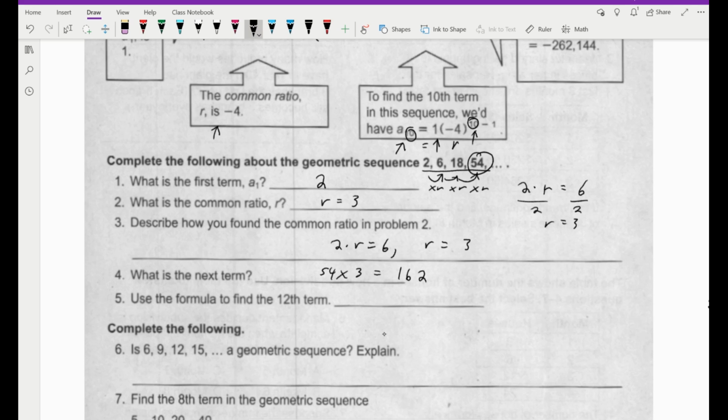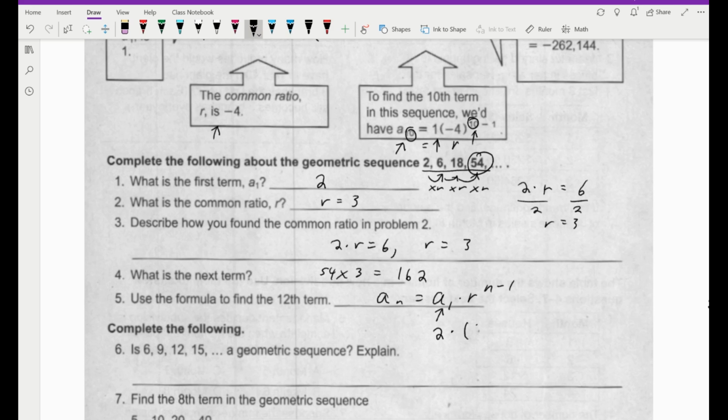It says use the formula to find the 12th term. So we do a sub 12. Excuse me, write the equation first because this is our first time seeing it. a1 times r to the n minus 1. And we know the first term is going to be 2.